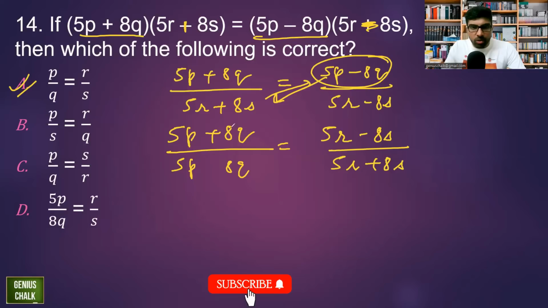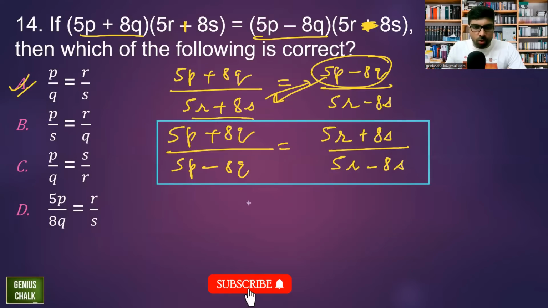So 5p plus 8q, this needs to be changed. This is a minus sign. So 5p minus 8q here, and 5r plus 8s will be here, and 5r minus 8s will be here, right? So you know that. What is this form? Now we remember this form, right? This form is basically after applying componendo and dividendo on 5p by 8q and 5r by 8s.